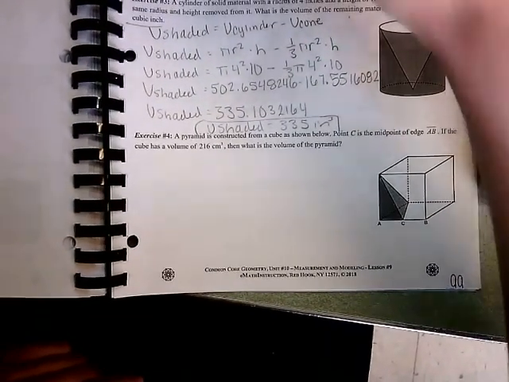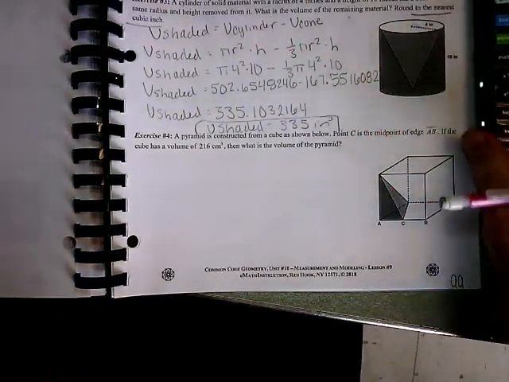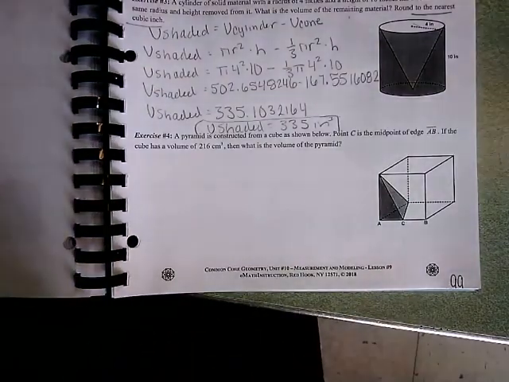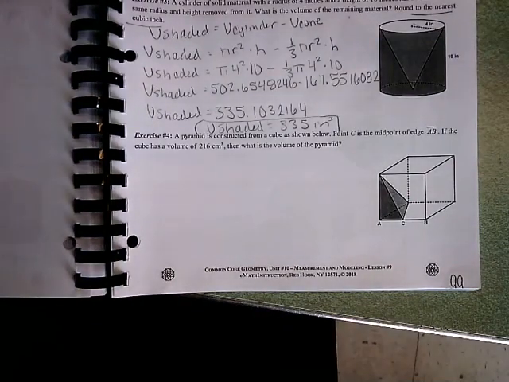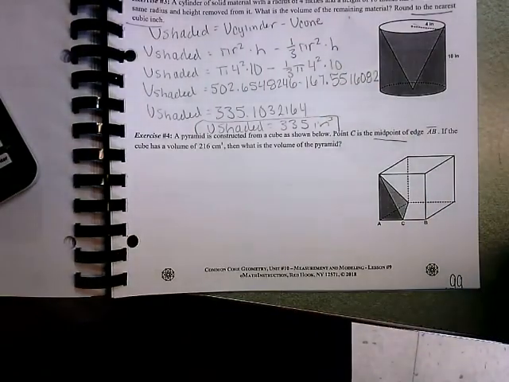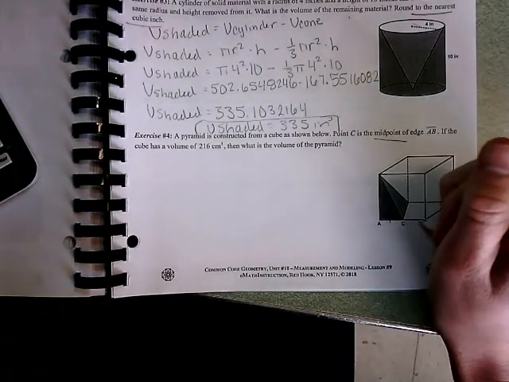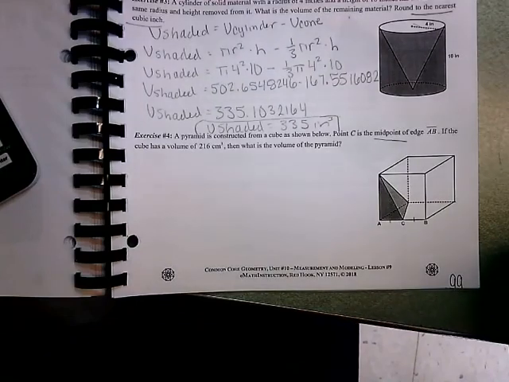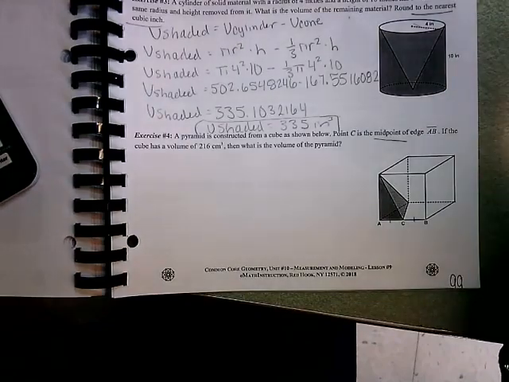Okay. All right, so let's look at exercise 4. A pyramid is constructed from a cube shown below. Point C is the midpoint, this is important to know, of edge AB, so AC is equal to CB. If the cube has a volume of 216 cubic centimeters, then what is the volume of the pyramid?